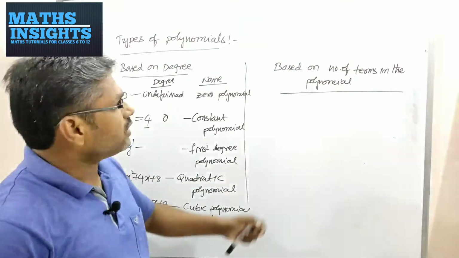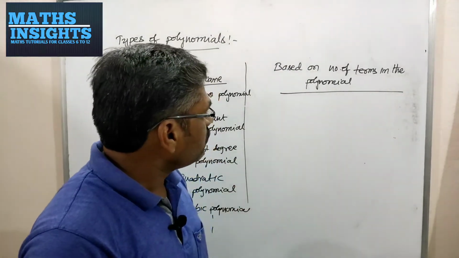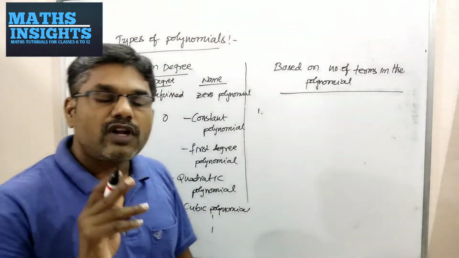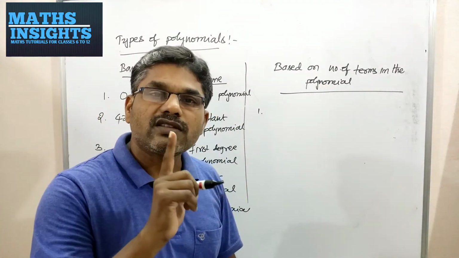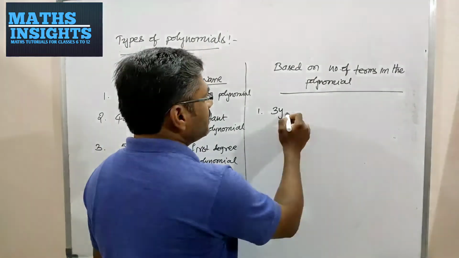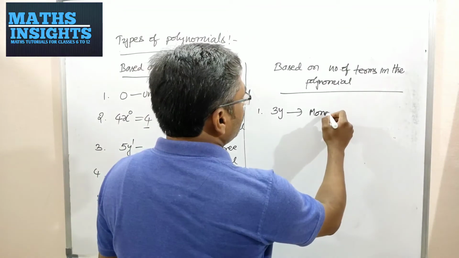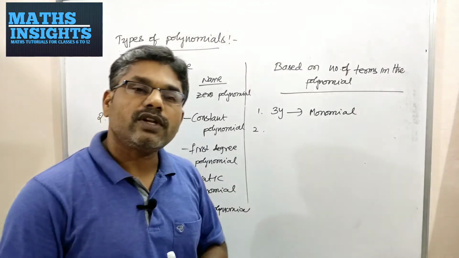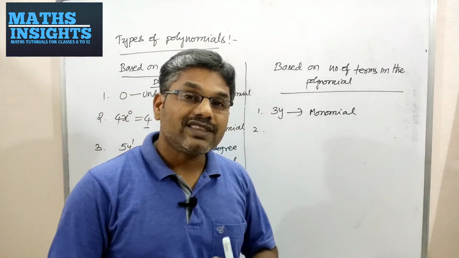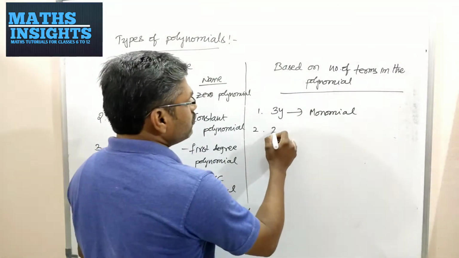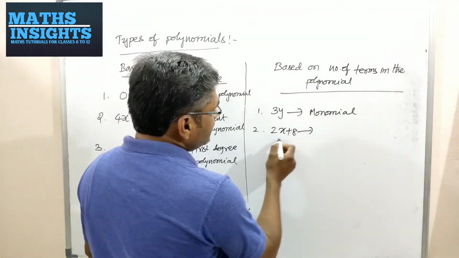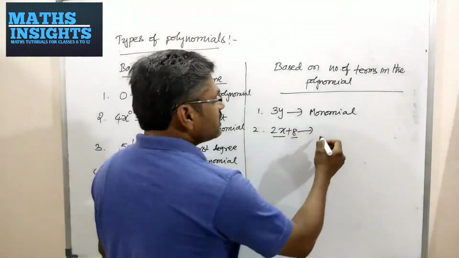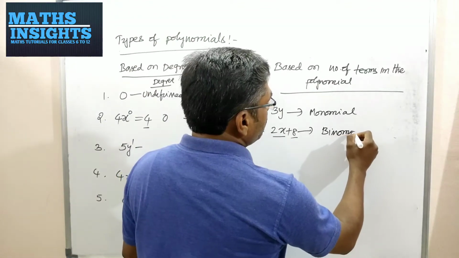Coming to this one, based on the number of terms, you will have different types of polynomials. First one is, if the polynomial contains a single term, like 3y, this is called a monomial. And the second, if the polynomial contains two terms, then that is called a binomial. For example, 2x plus 8: this is the first term and this is the second term. It contains two terms, that's why it is called a binomial.